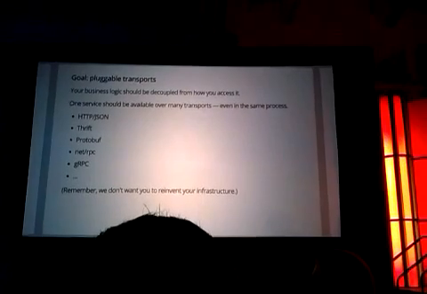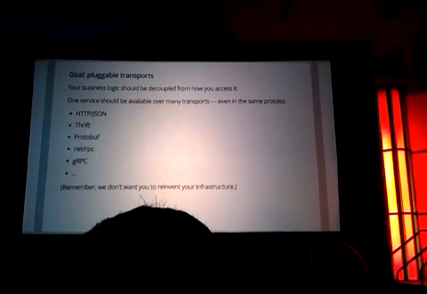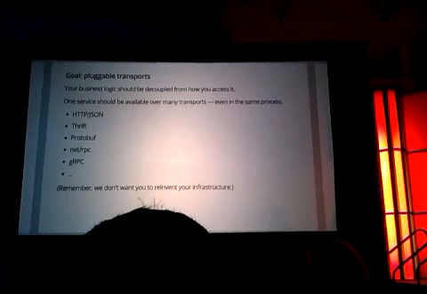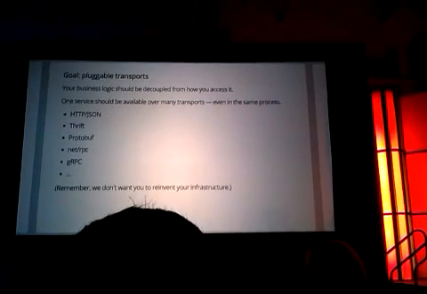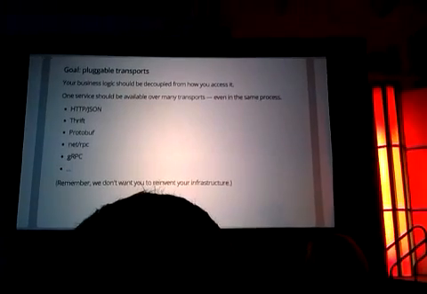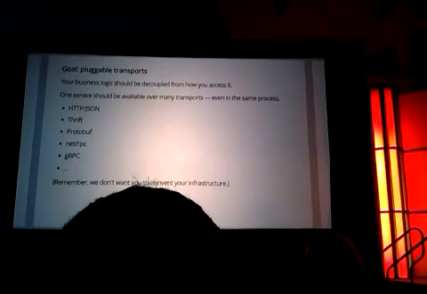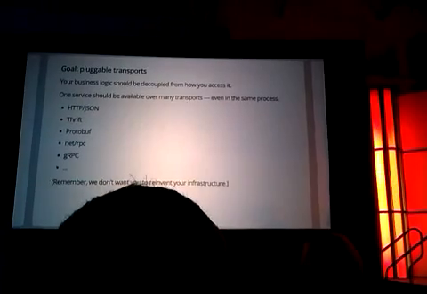We also want to support pluggable transports in the sense that your business logic should be decoupled from the way you access it. One service should theoretically be available over many transports, perhaps even in the same process. And again, this is keeping in the same idea of we don't want you to blow away your infrastructure. We want to be able to say, if you're using Thrift, GoKit services can work with Thrift. If you're using HTTP JSON, they can work there too.